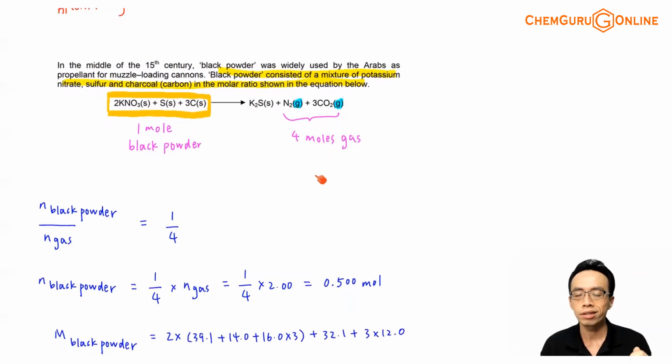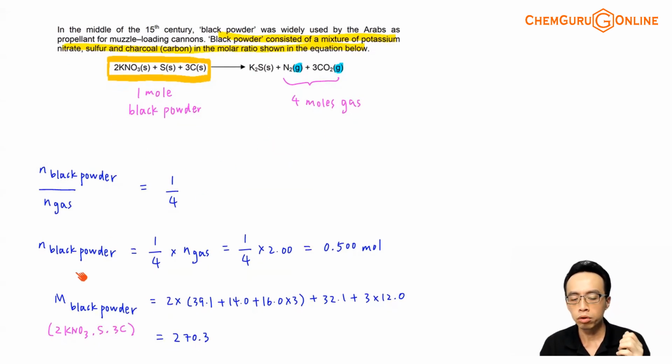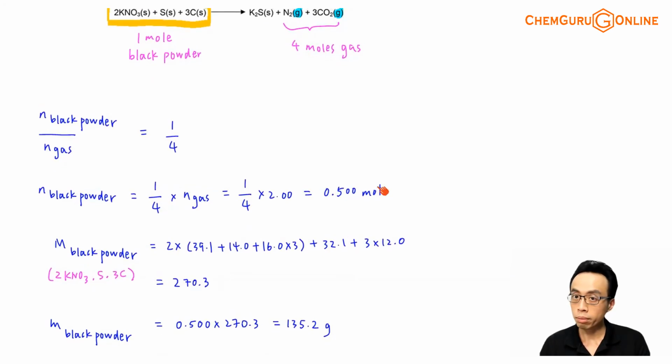So what we can do next is, again, compare mole ratio. 1 mole of black powder, again, the whole bundle is just 1 mole of black powder. The number of mole of black powder to the number of mole of gas is equal to 1:4 based on this mole ratio that we have here. Then I can calculate the number of mole of black powder, which is 1 divided by 4, multiplied by 2 moles of gas. This will give me 0.500 moles.